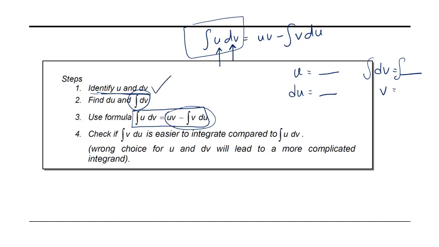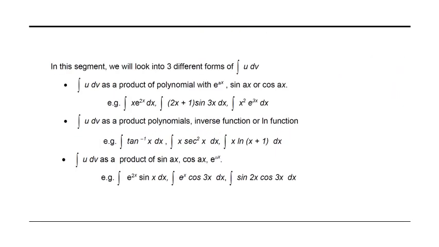Alright, next. In this segment, we will look into 3 different forms of integrate u dv. The first form is integration of u dv as a product of a polynomial with exponent ax, sin ax or cos ax. So we have a polynomial, and product means multiplied. So polynomial times exponent, or polynomial times sin, or polynomial times cos.